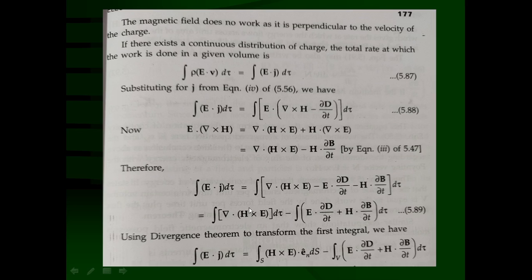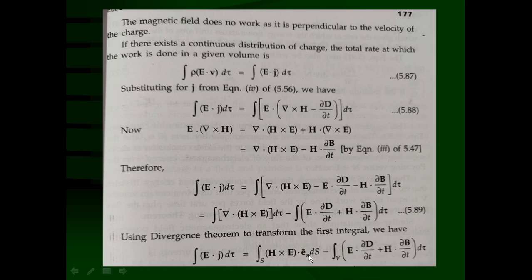Now the first integral is the divergence of H cross E d tau. So we can utilize the divergence theorem and convert this volume integration into a surface integration. So using the divergence theorem, we transform the first term into the surface integration. That means the volume integration of E dot J d tau is equal to, for the first term, the surface integration of H cross E dot the unit vector n caret and the surface element ds.